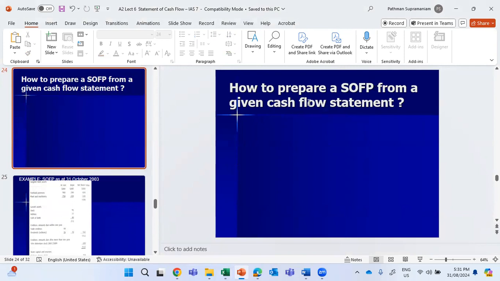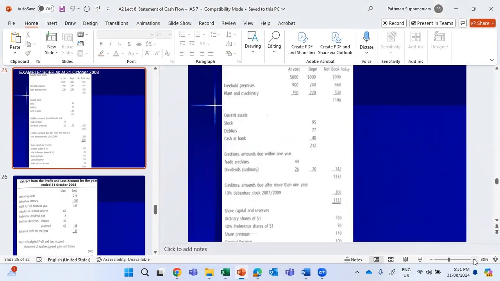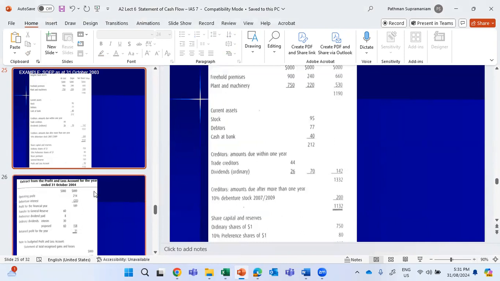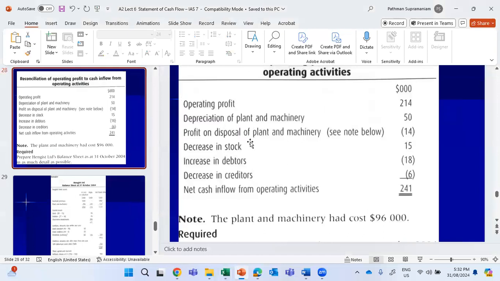How to prepare an SOFP from a given cash flow. If you're given an opening SOFP, which indicates the balance brought down, and you are given the statement of cash flow for the year, we need to analyze the figures and calculate the balance CD. So all the balance CDs will then be used to prepare the ending SOFP. This one, I did not officially teach in class because they don't ask you this anymore, but you can look through it as an example.